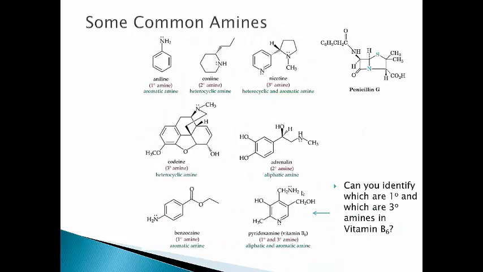Some common examples. We've got our primary, so this nitrogen has 2 hydrogens and 1 R group. Primary aromatic, which is aniline.